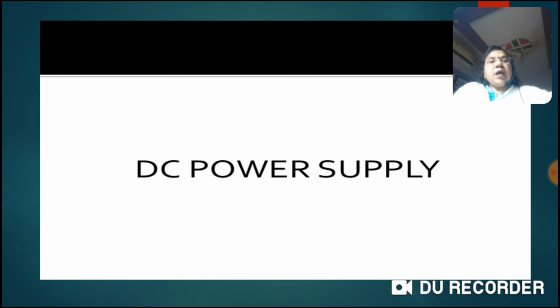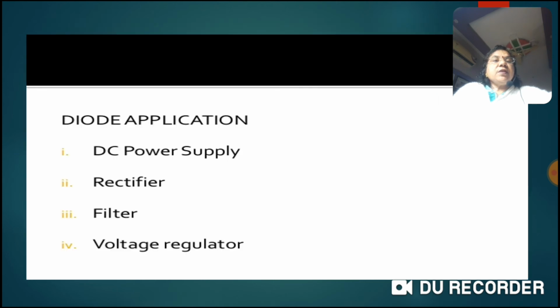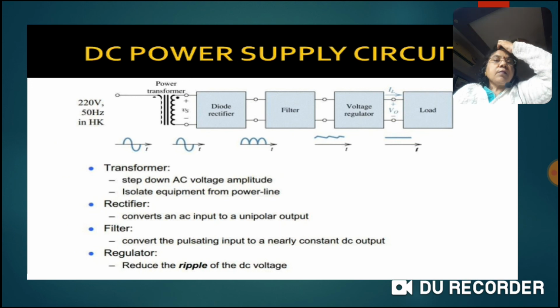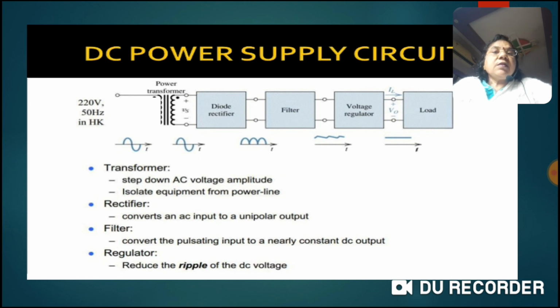Now we will see the application of diodes. They are used in DC power supplies. First we will see the block diagram of a DC power supply. Diodes are used in DC power supplies as rectifiers, and in filters and voltage regulators. The circuit of a DC power supply consists of, first, a transformer.